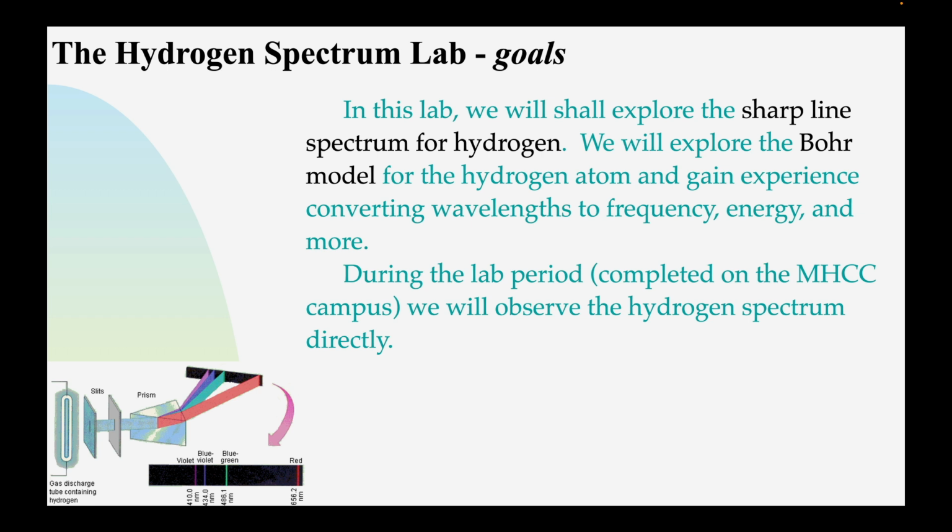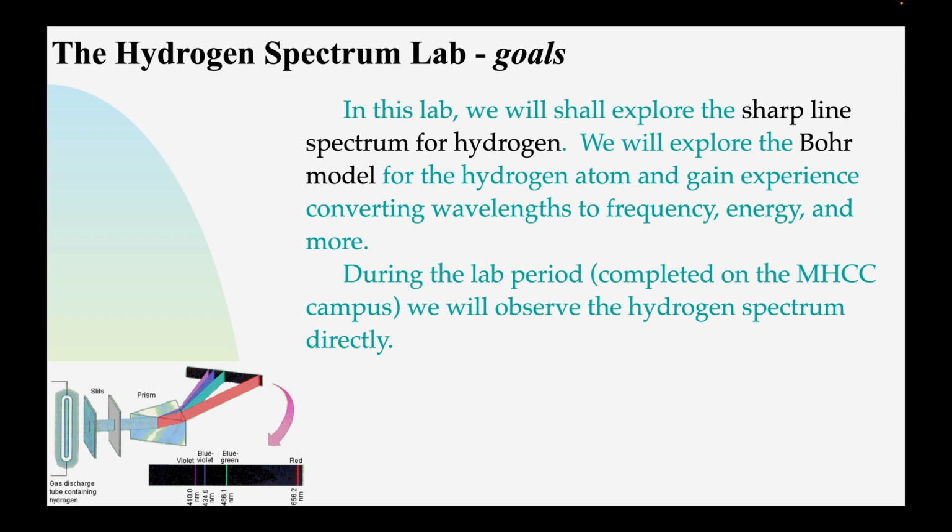Bohr was the first one to figure out a little bit, at least, what was going on. So we're going to use the Bohr model to extensively look at hydrogen and to understand, for example, where the wavelengths come from, and also do some conversions of wavelength to frequency, frequency to energy, and much more. So it's going to be kind of cool. You're actually going to look through what's called a spectroscope to see the hydrogen spectrum. It should be pretty fun.